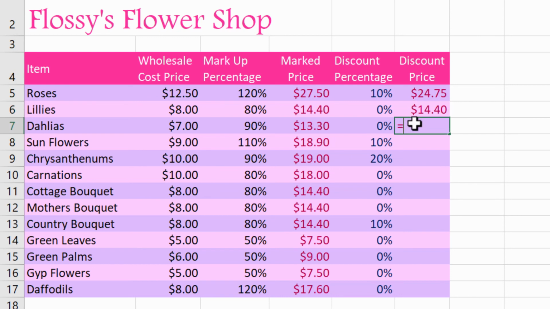Let's just do one more to show you, then we'll use the drag down quick thing. So we're doing the marked price, then you need to subtract, okay, and do your brackets there, the percentage times by the marked price, and then close your brackets and then press enter.